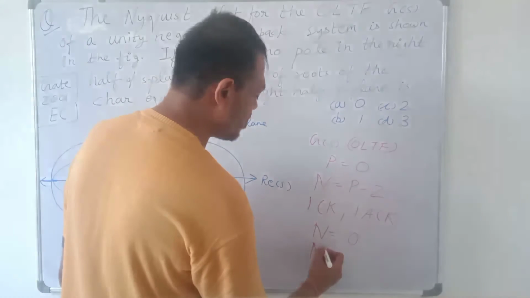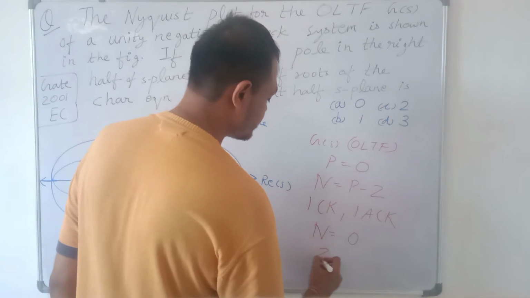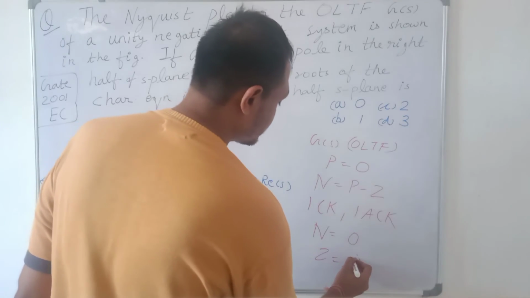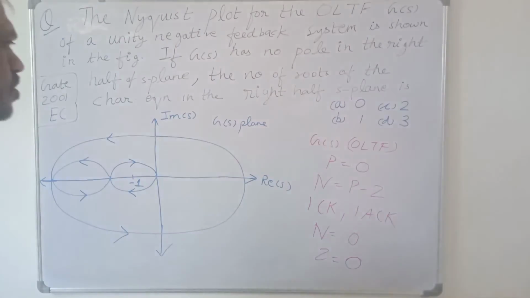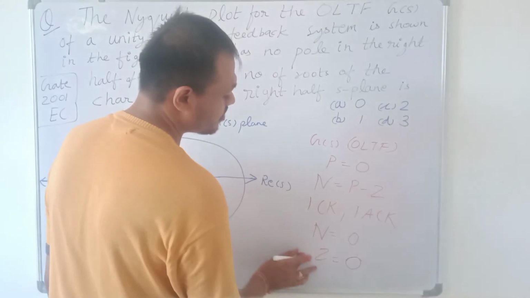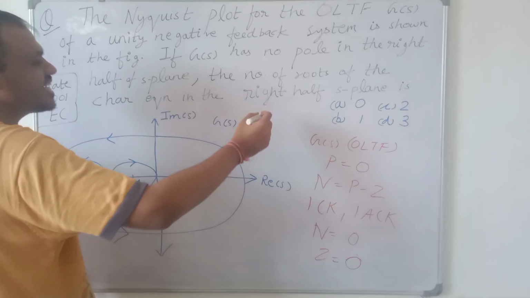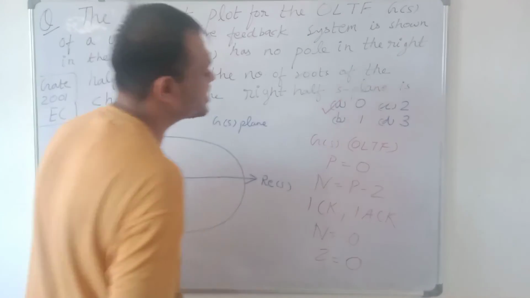So N is 0, P is equal to 0. It means that Z is equal to 0. Z denotes the number of poles in the right half of S plane of the closed loop transfer function. So there are no poles in the right half of S plane of the closed loop transfer function. So there will be no roots in the right half of S plane of the characteristic equation. So the correct option is option A.